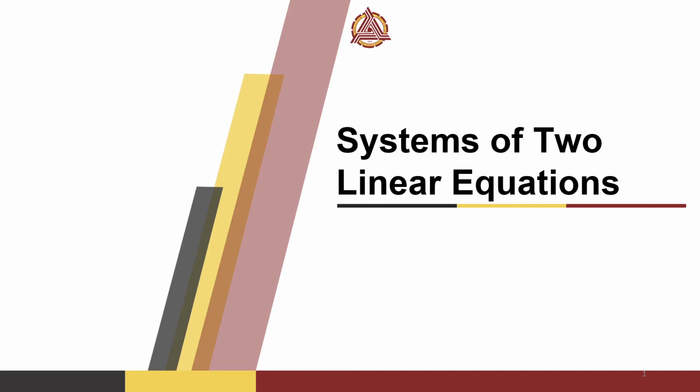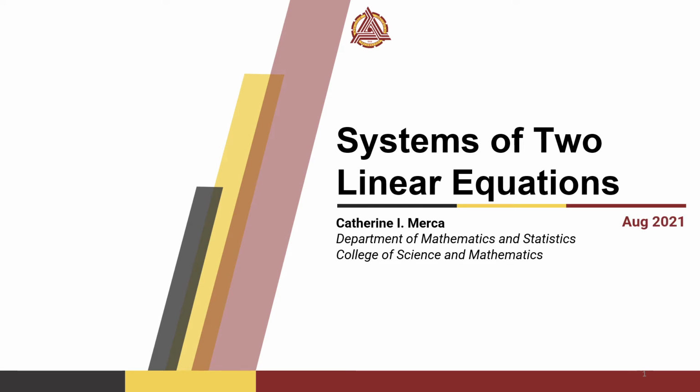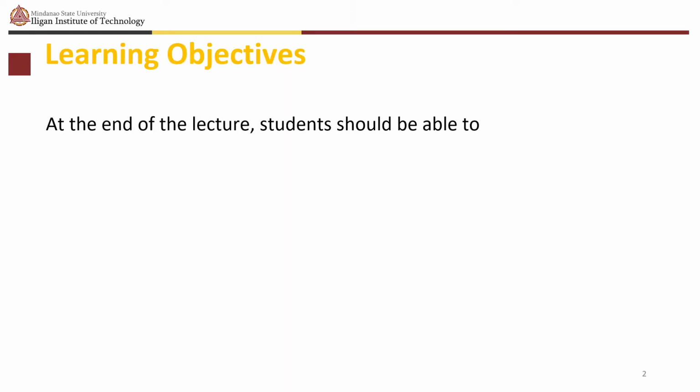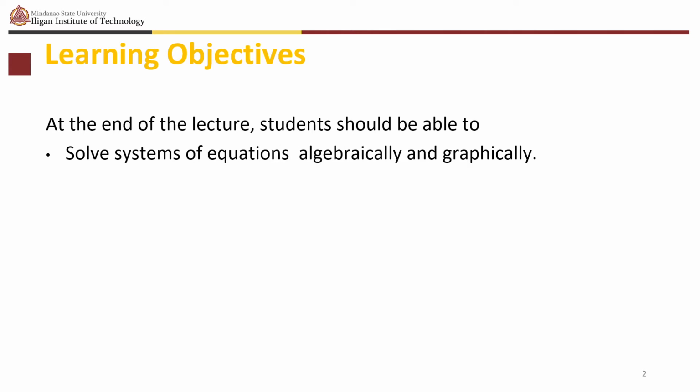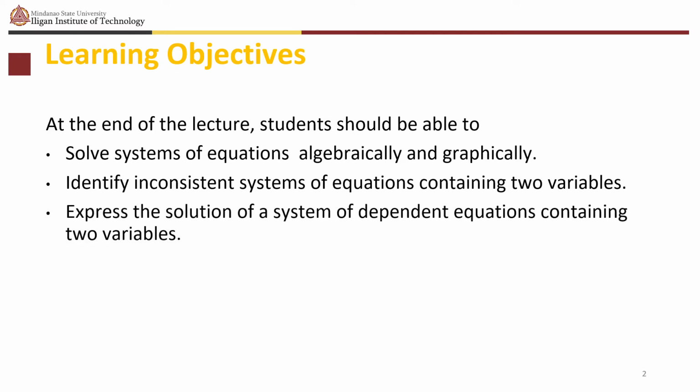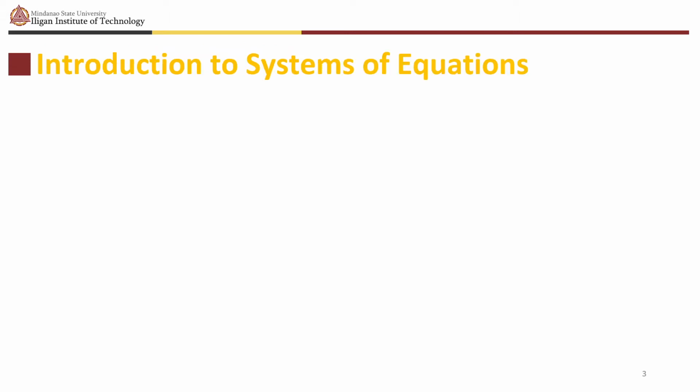This time we're going to discuss systems of two linear equations. So our learning objective would be to be able to solve systems of equations algebraically and graphically, to be able to identify inconsistent systems of equations containing two variables, and to be able to express the solution of a system of dependent equations containing two variables.